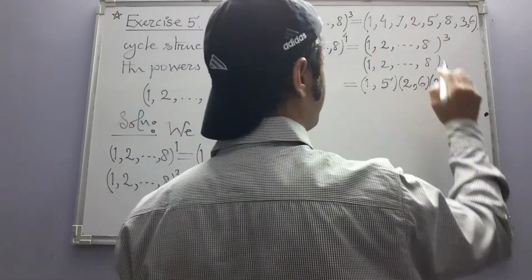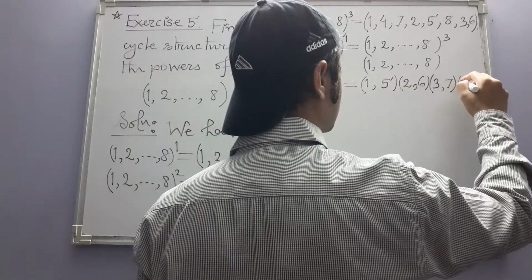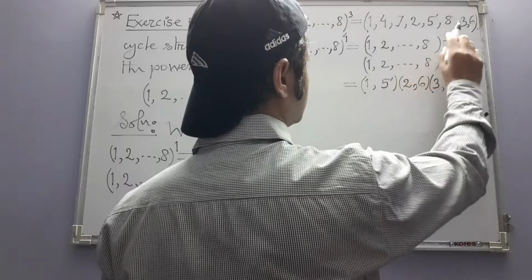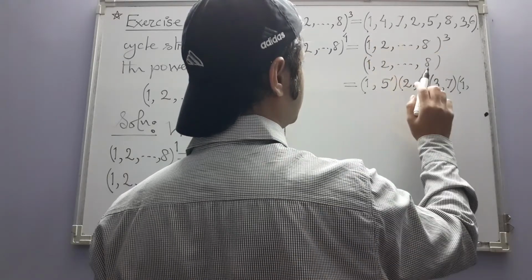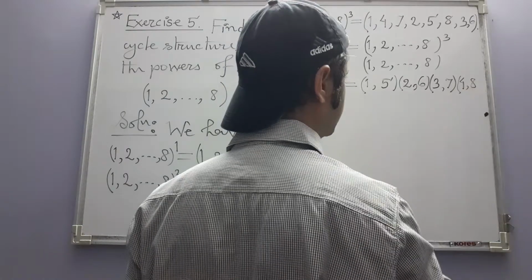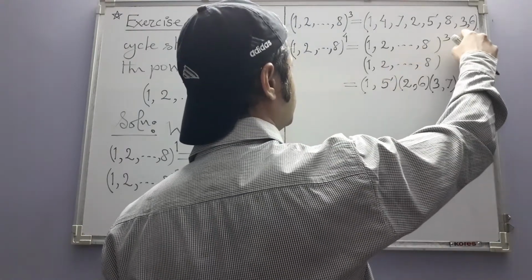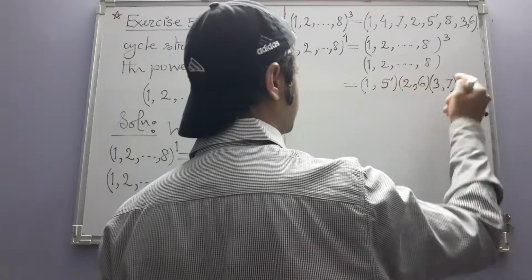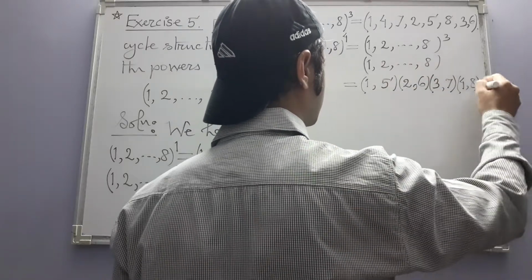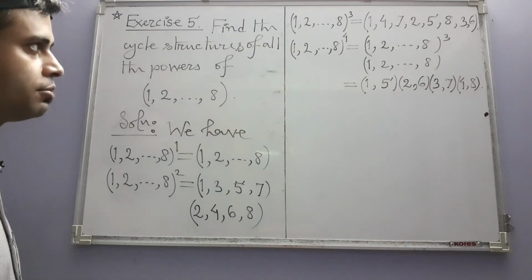Then what else is there? 4. 4 to 7 and 7 to 8. So that means 4 to 8. 8 to 3, and this one will send 3 back to 4. So 8 goes back to 4. So this is the cycle structure of the fourth power.